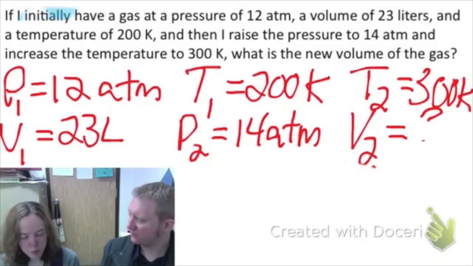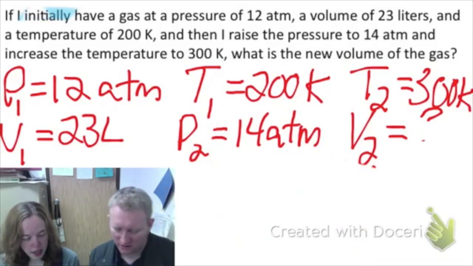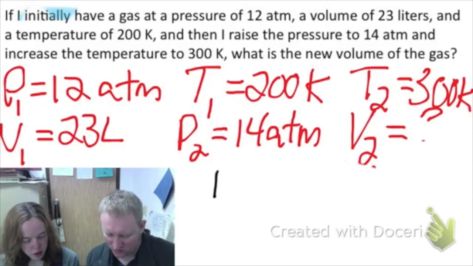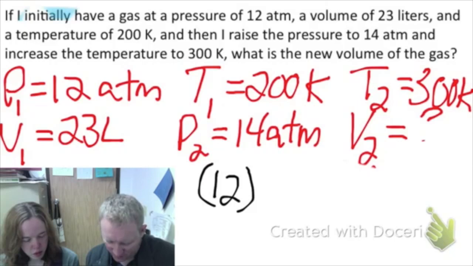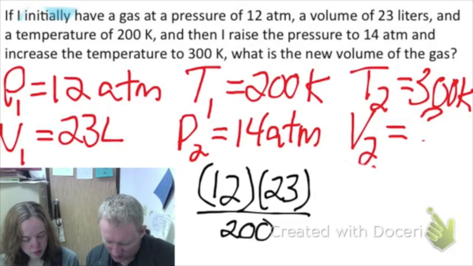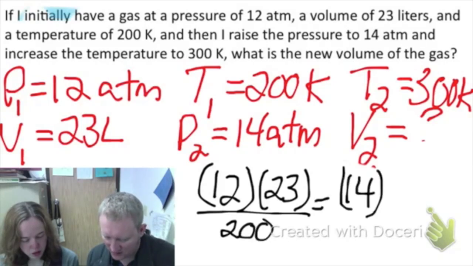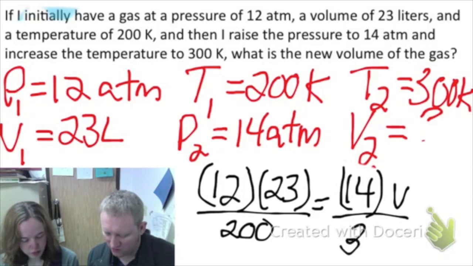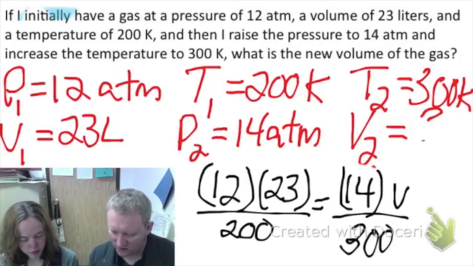So now I just fill in. Plug it all in. Pressure was 12, times the volume, which was 23, over the temperature, which was 200, equals the new pressure, which was 14, times the new volume, that's what we're looking for, over the new temperature, which is 300.